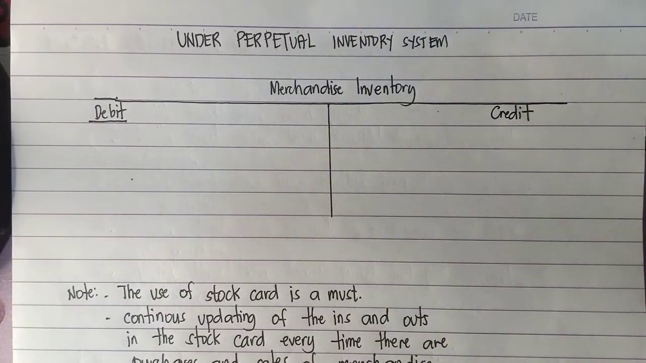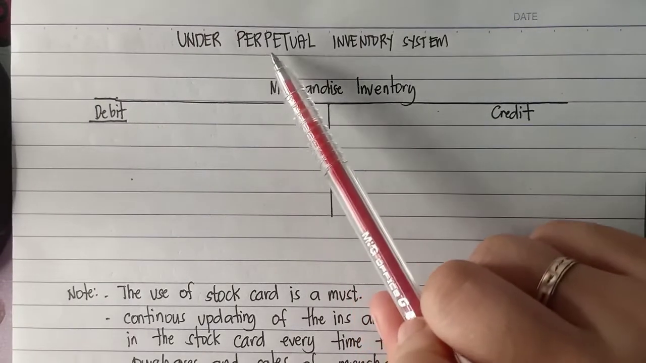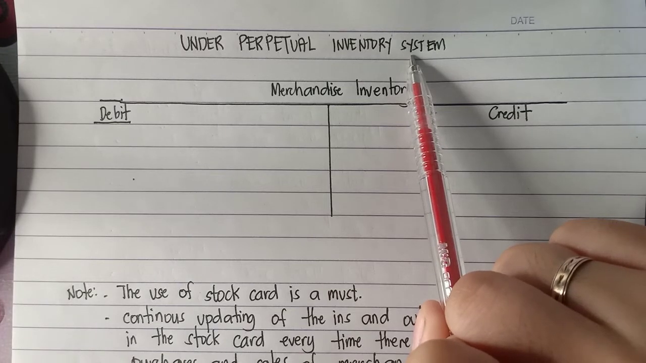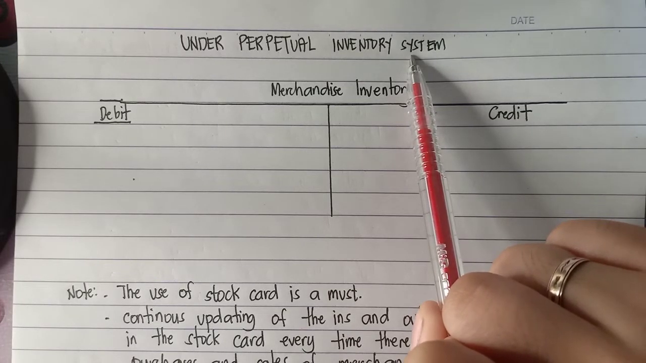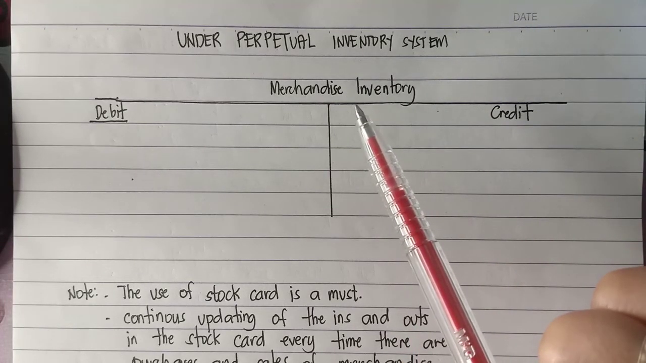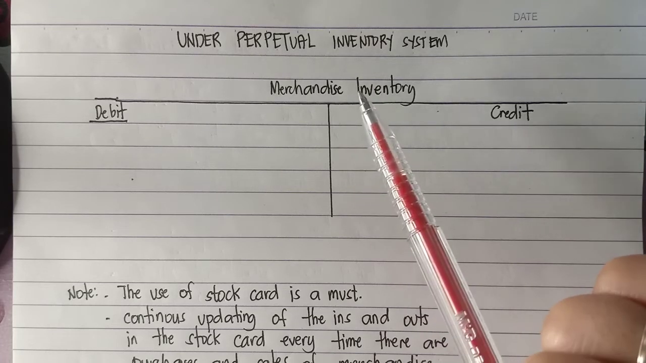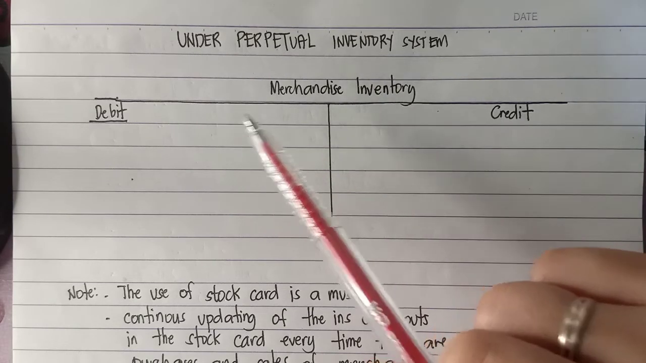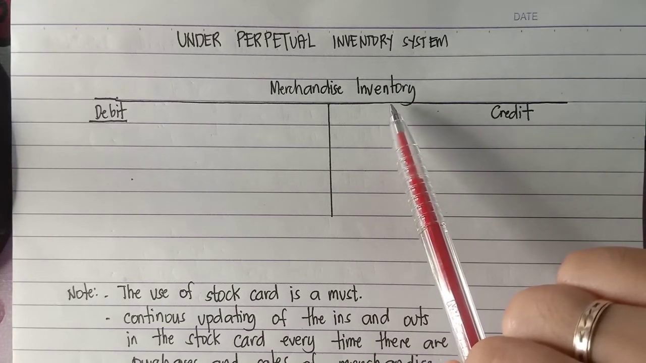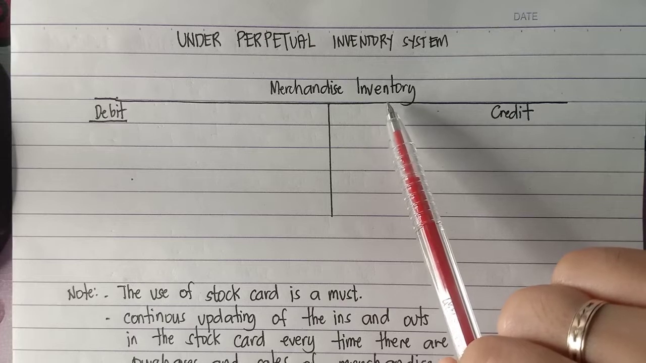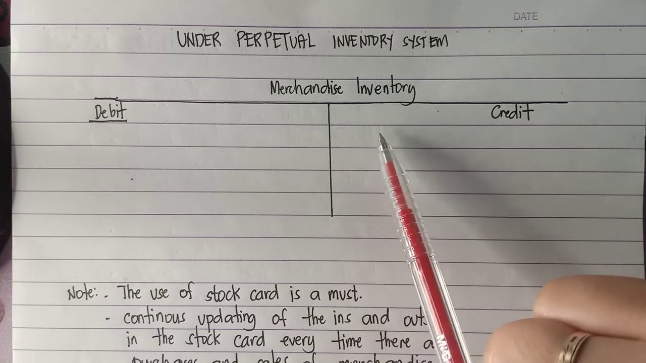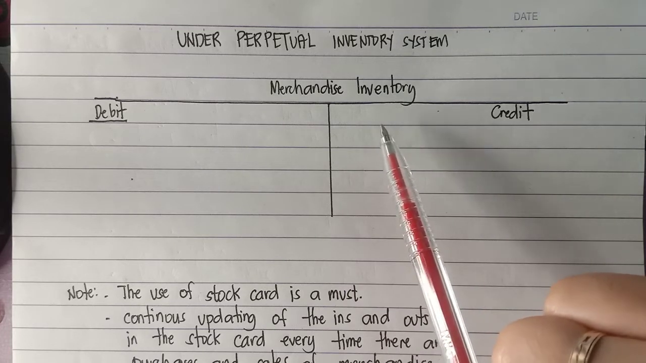Our discussion for today is all about the perpetual inventory system. We will talk about how the perpetual inventory system is characterized by the use of the merchandise inventory account as an asset with the following debit and credit postings. Here is the account for the merchandise inventory. On the left side is the debit side, and on the right side is the credit side.